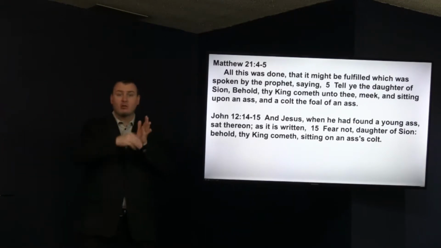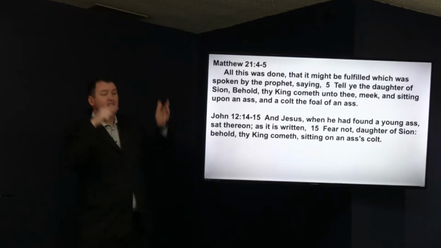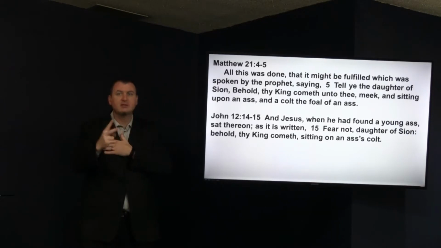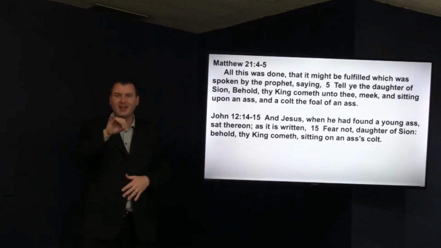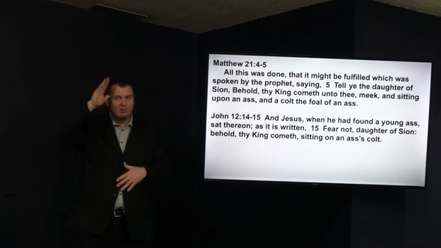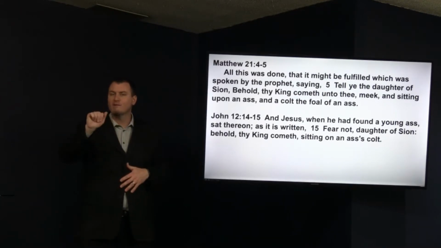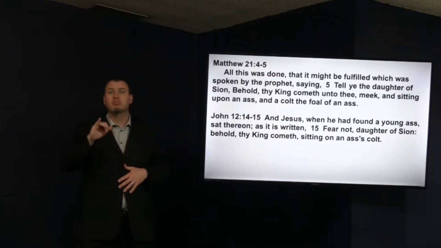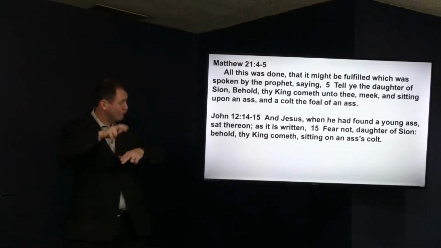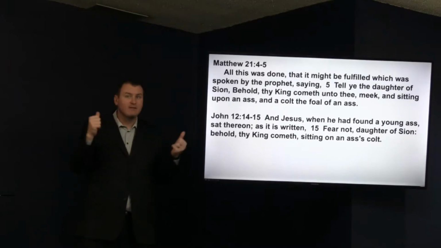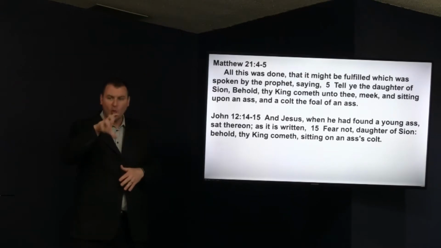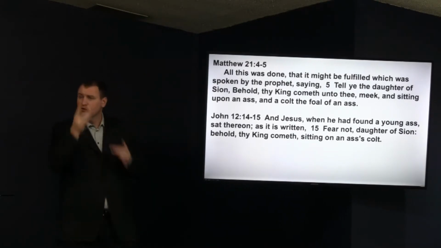And so see here in Matthew 21, verses 4 and 5, it says that this was all done that it might be fulfilled which was spoken by the prophet, saying, tell ye the daughter of Zion, behold, thy king cometh unto thee, meek and sitting upon an ass and a colt, the foal of an ass. And then John 12, verses 14 and 15, and Jesus, when he had found a young ass, sat thereon, as it is written, fear not, daughter of Zion, behold, thy king cometh, sitting on an ass's colt.